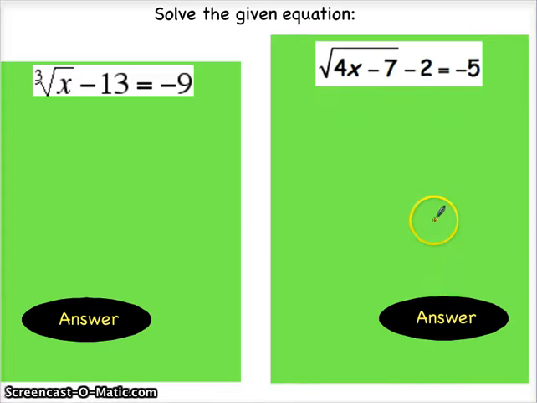Now, those can get slightly more difficult just by putting in more obstacles. So go ahead and take a second. We also have a cubed root here, so think about how you'd get rid of that. But take a second to pause the video now and see if you can solve these two equations. I'll put the answers up for you in just a second.